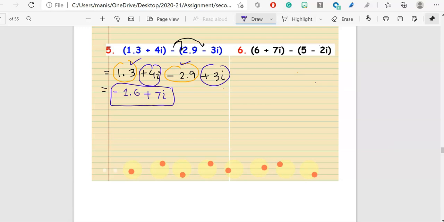Let's look at another problem over here. Again, there's a minus sign, distributive property of multiplication. So I will open the parentheses. 6 plus 7i minus 5, but minus with a negative sign changed to a plus sign, 2i. Combine the like terms. What is 6 minus 5? 1. 7i plus 2i? It was easy, 9i. So this is the answer for this problem. This is how we add or subtract two complex numbers.